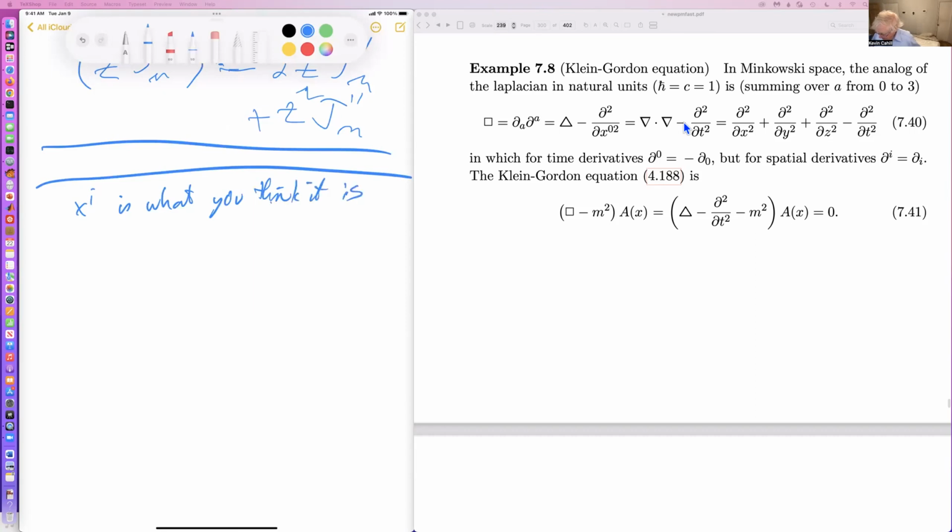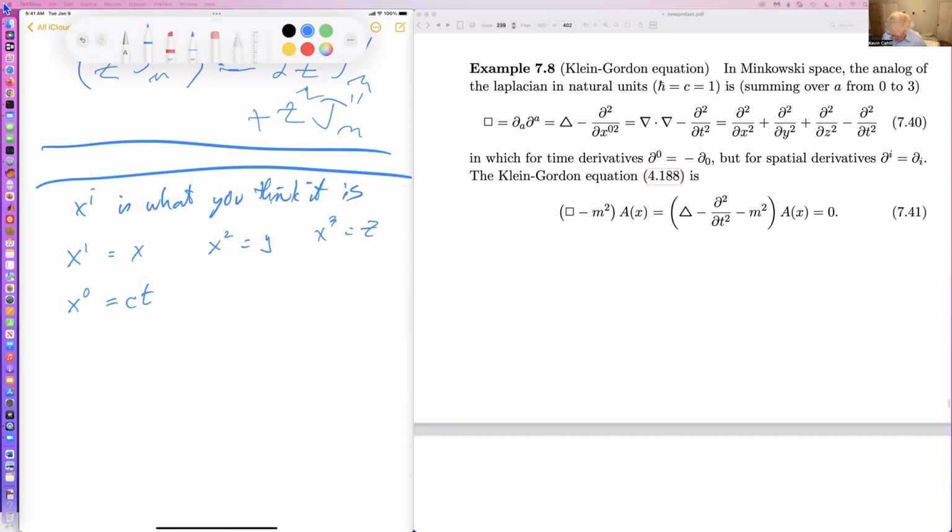What you think it is. In other words, x1 is x, x2 is y, x3 is z. X0 is typically c times t, where c is the speed of light. In some cases, x0 is just t, and in some cases, one sets the speed of light equal to 1, so one doesn't even see the c.